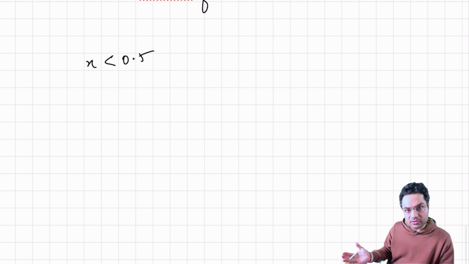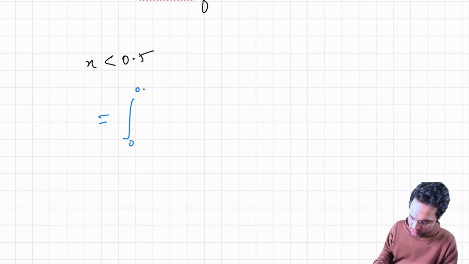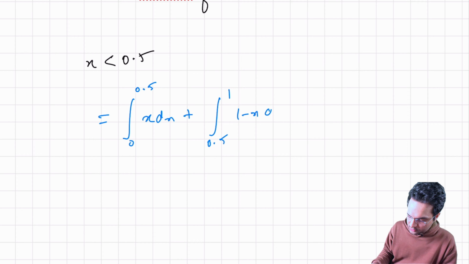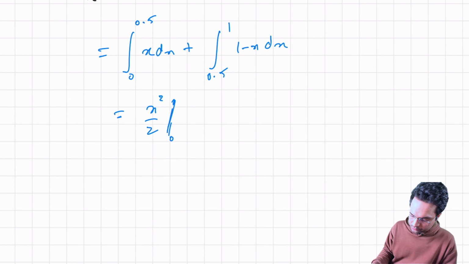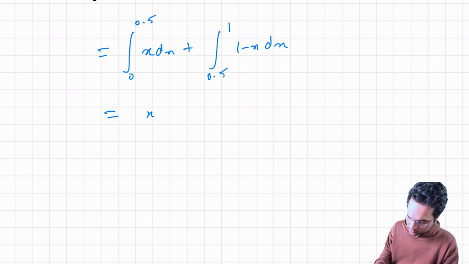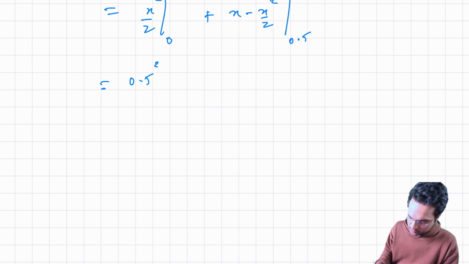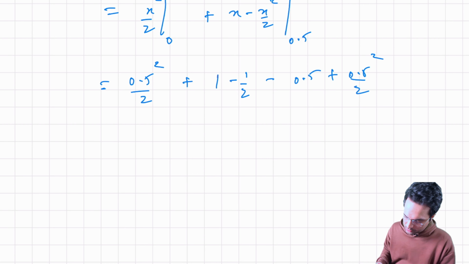So what we can do is split this integral into two, and we can easily solve this now. So now I think it should be fairly simple. So we do 0 to 0.5, we know that it's x dx plus the integration of 0.5 to 1 of 1 minus x dx. Okay, and if you solve this, this is x squared by 2, apply the limits, and this is x minus x squared by 2, apply the limits again, 0.5 and 1, so this becomes 0.5 squared by 2, 0 goes away, and this is 1 minus half, minus 0.5 plus 0.5 squared by 2, okay?